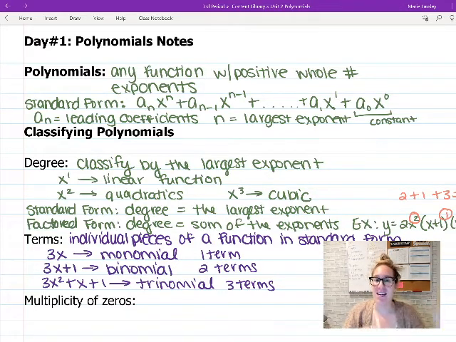So hopefully if you didn't know what a binomial was before, now you do. It just means it's some kind of function that has two terms. And a term is the individual pieces. So 3x is one piece and then 1 is the other piece. Two terms, binomial. Okay, next thing we're going to talk about is multiplicity of zeros.